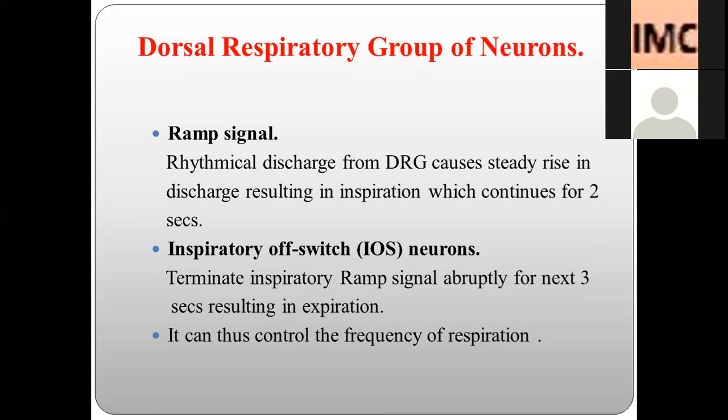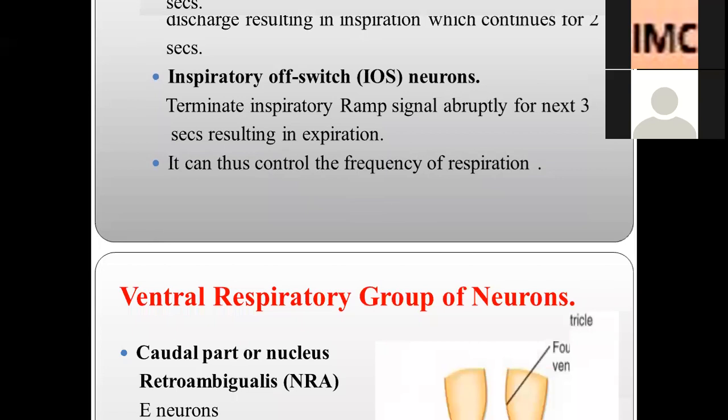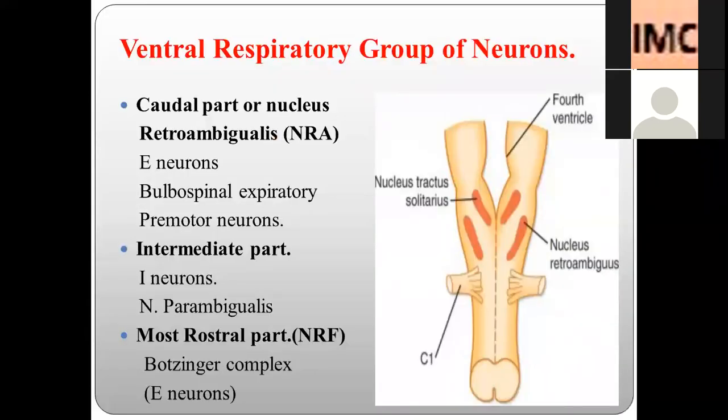This is how the control of frequency of respiration, the number of respirations, is controlled by the dorsal respiratory group of neurons. So it initiates the ramp signal and then it controls the frequency of respiration. So that is the importance of this dorsal group of neurons. Now, what is the importance of the ventral respiratory group of neurons?